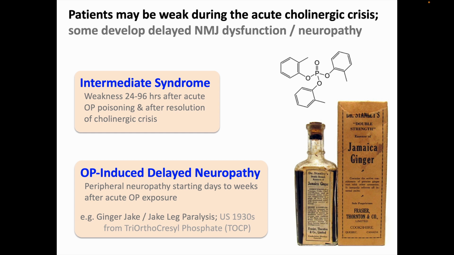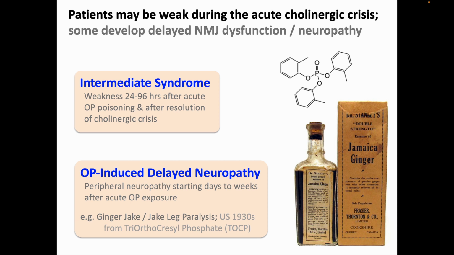In the intermediate syndrome, patients who are appearing to do well go on to develop worsening weakness 24 to 96 hours after initial exposure. And the previously described late effects are an organophosphate-induced delayed neuropathy, OPIDN, which may occur many days to weeks after initial exposure.